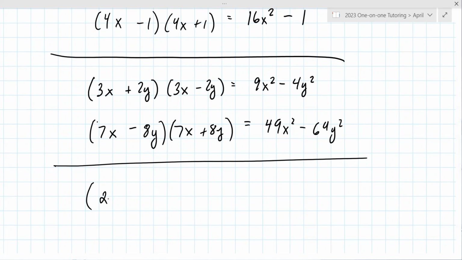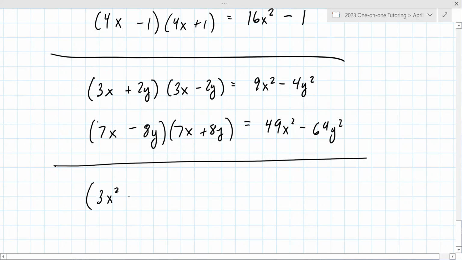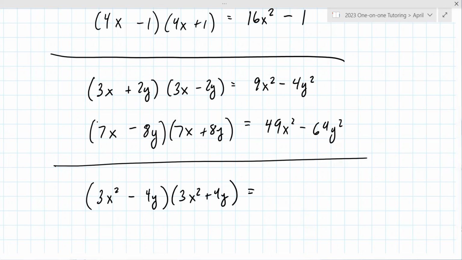Sorry, I'm trying to come up with one. I don't like that one. Let's go 3x squared minus 4y, 3x squared plus 4y. Okay, so that would be 9x cubed. Okay, so there's the mistake.